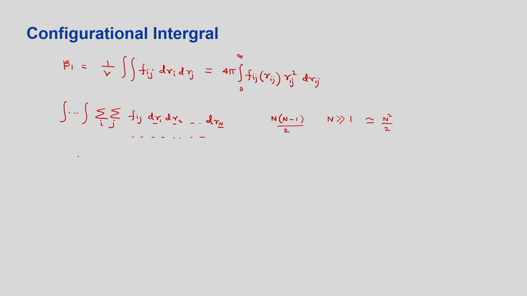So what we can do is, this expression across all the volume, summation i summation j Fij dr1 dr2 up to drn, is equal to v into beta 1, because it operates only on r1 and r2 if we assume the function as f12. The remaining n minus 2 coordinates give v to the power n minus 2, and you have another v here, so it becomes v to the power of n minus 1. Then you multiply it with n square by 2, because this many times it will appear, and then beta 1. So this is the expression.